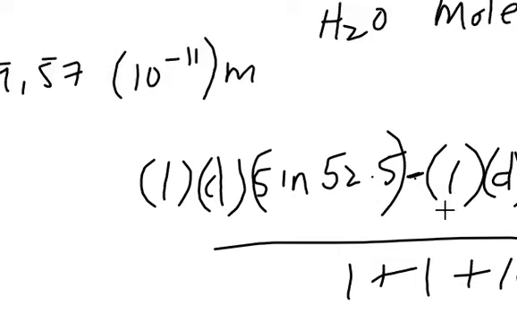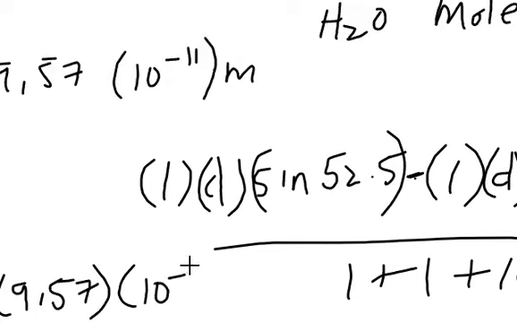So you've got an X center of mass of 0.068 D. So that's going to be 0.068 times 9.57 times 10 to the negative 11th meters. And we're going to get 6.5 times 10 to the negative 12 meters. Very good.